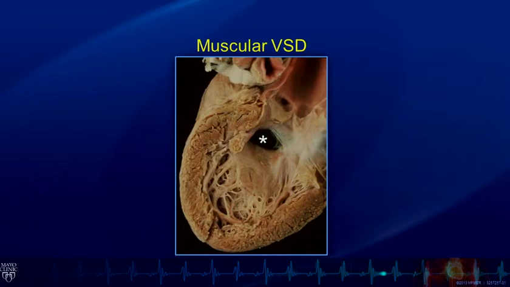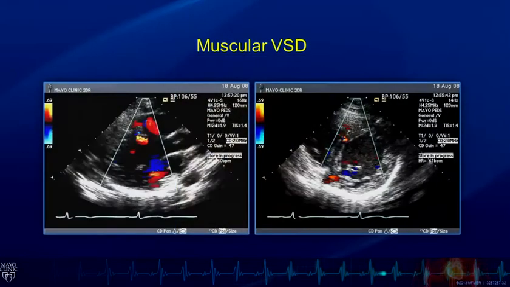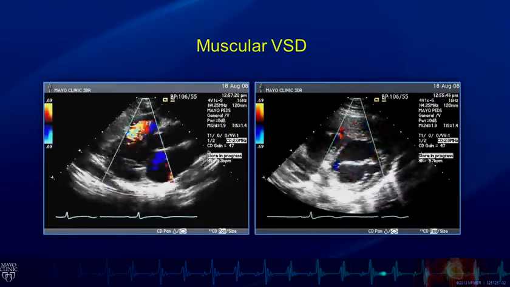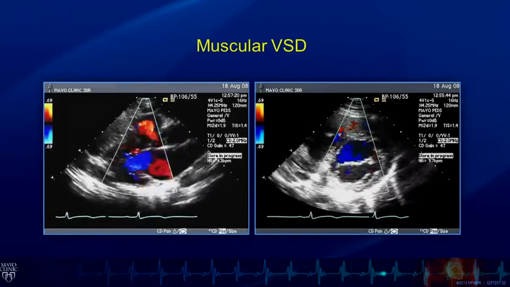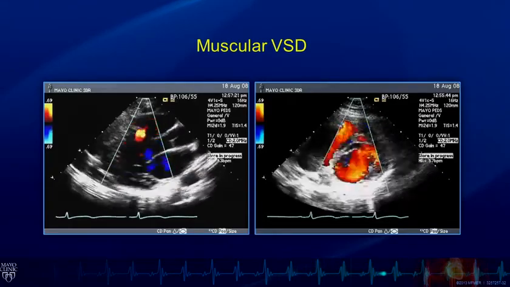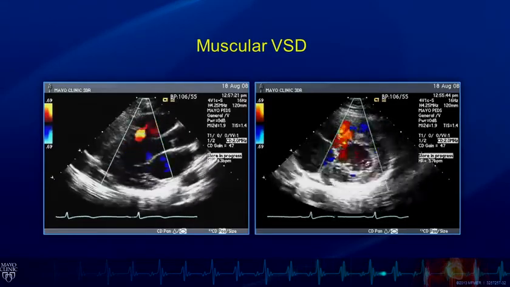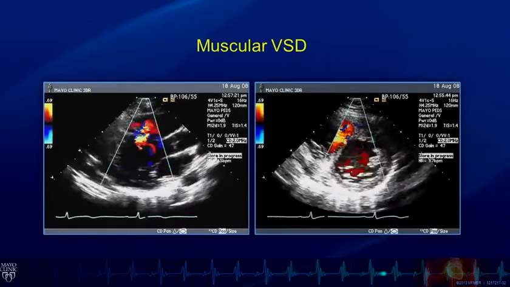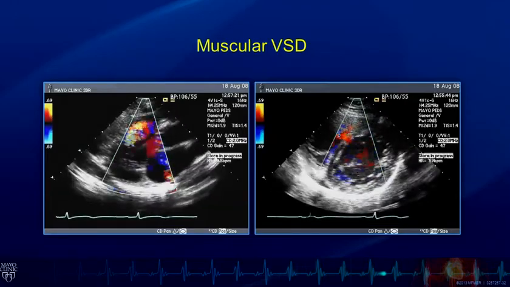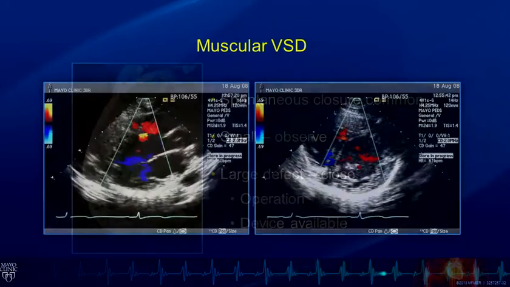This heart is looked at from the left side, and the asterisk demonstrates a large muscular ventricular septal defect. It's remote from atrioventricular valves, but because of its size, caused severe pulmonary hypertension. In these real-time images, long axis view on the left, short axis view on the right, we can see shunt through the mid portion of the muscular ventricular septum. So a muscular ventricular septal defect demonstrated in 2 views in this patient.